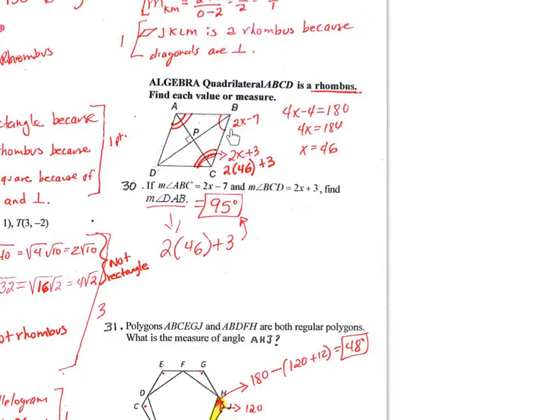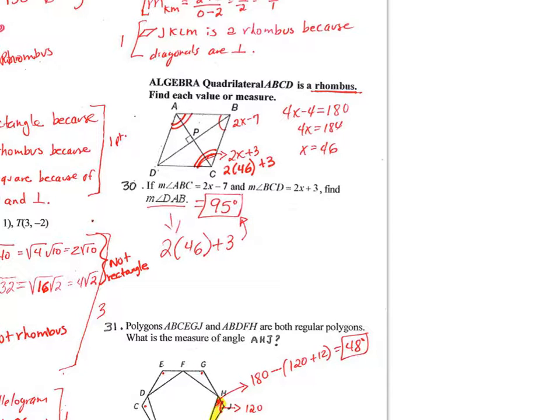So consecutive angles in a parallelogram are supplementary. So you add them up, 2x and 2x is 4x, -7 plus 3 is -4. That equals 180. Add 4, 184, divided by 4, it's 46. So once you know x is 46, since they're asking me for DAB, that is the angle A, well, if I know angle C, I plug in 46 into x, that's 92 plus 3, that is 95. So that was the answer to number 30.